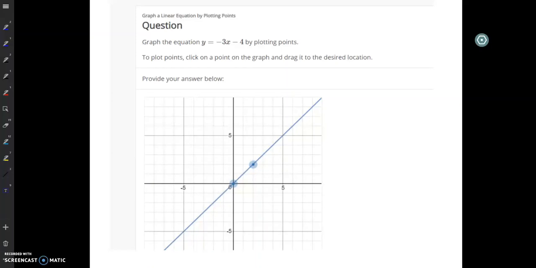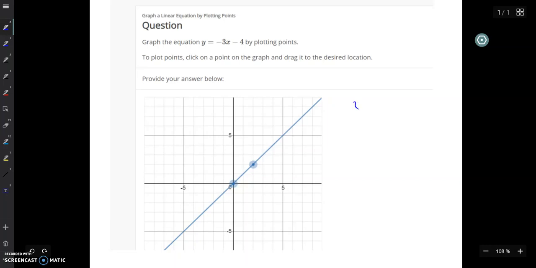Hey guys, this question says to graph the equation y is equal to negative 3x minus 4 by plotting points. And once we decide what points we're going to plot, we'll move these points around on the given graph to locate the ones to match the ones we found. Alright, so let's figure out how to determine what points we're going to plot.